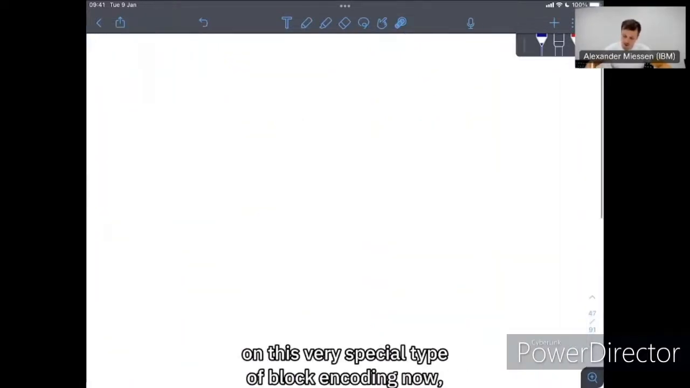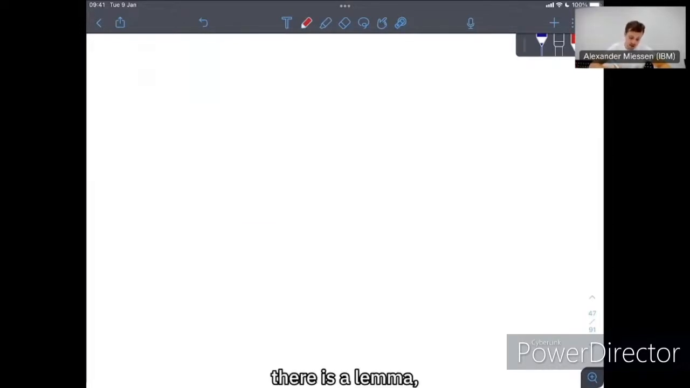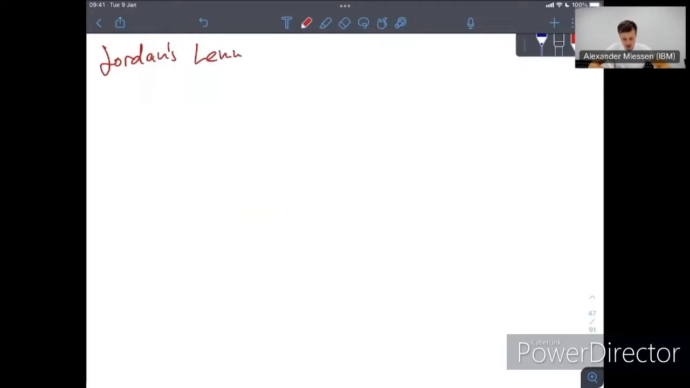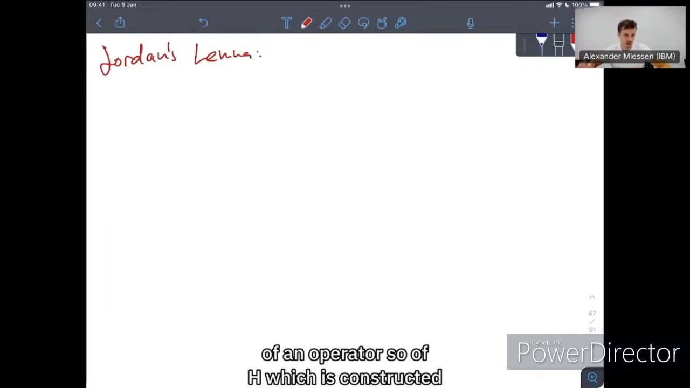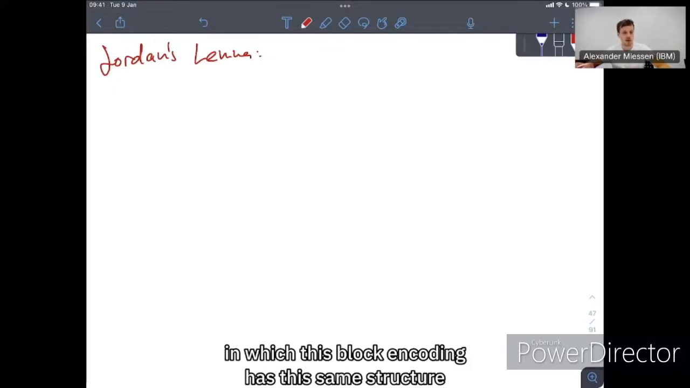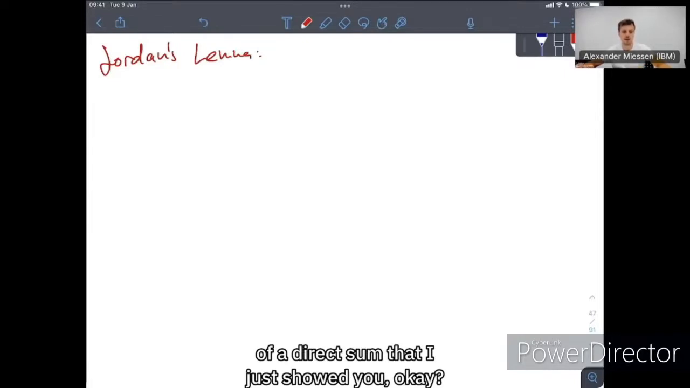while we focused on this very special type of block encoding, there is a lemma, so a mathematical statement called Jordan's lemma, which says that any block encoding of an operator, so of H, which is constructed of 2 reflections on the same space, can be transformed into a different basis in which this block encoding has this same structure of a direct sum that I just showed you, okay?